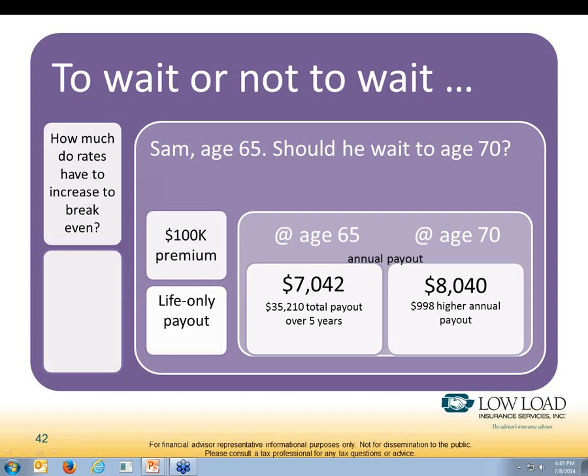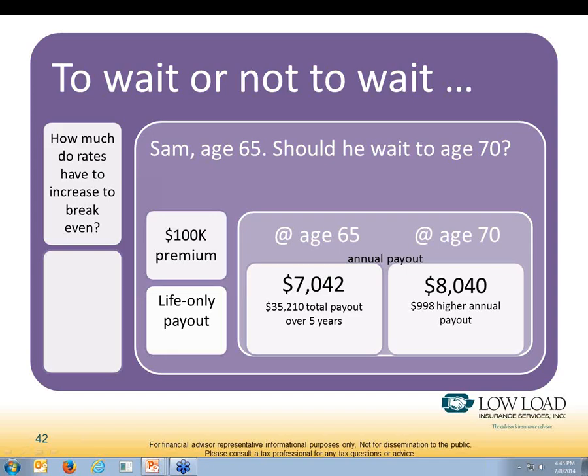All right, so let me continue where we are. I apologize, I'm not exactly sure where the audio cut out, but we have Sam here who is trying to decide should he wait or not wait to buy an immediate annuity. So at age 70, his income on an annual basis would be $8,040, about $998 higher than if he bought at age 65. And a lot of people would think that's great, we're going to wait to buy the annuity.